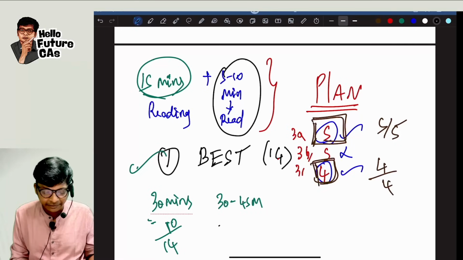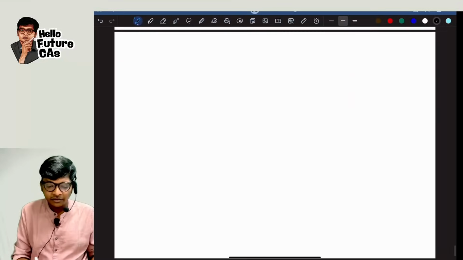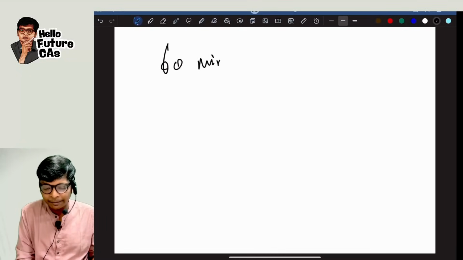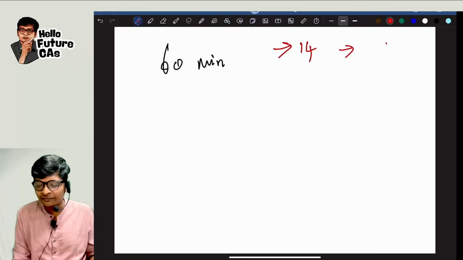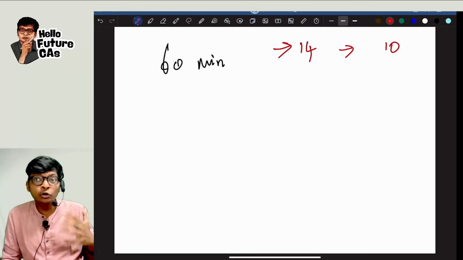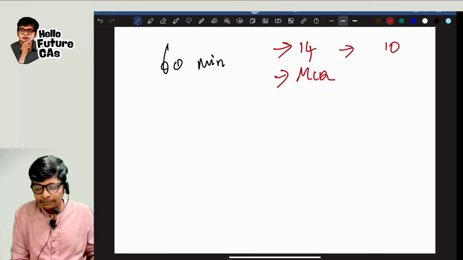Then in the next 30 to 45 minutes after the first question is done, with that confidence of the first question, I will go to MCQ. So what happens in the first 60 minutes of my paper, including reading time, I am done with one 14 mark question where I can expect 10, which I know very well. Examiner also is impressed. Then I will go to MCQ.